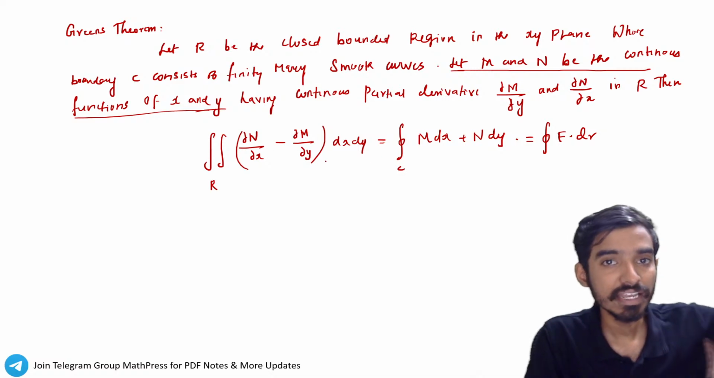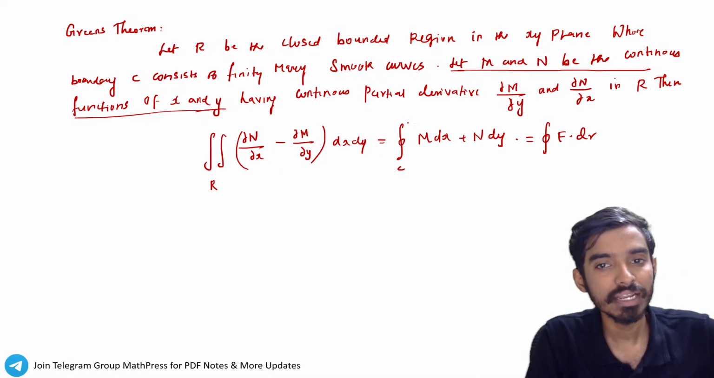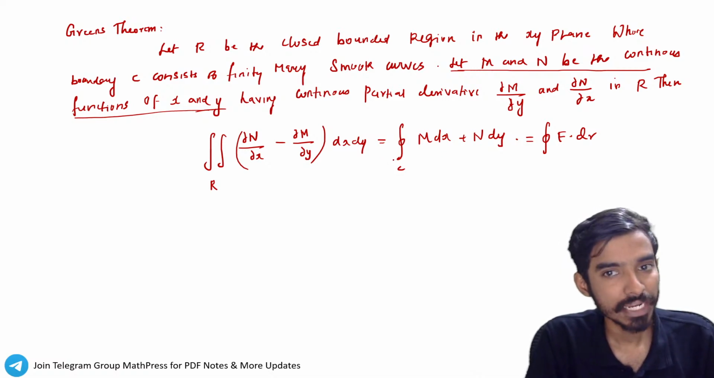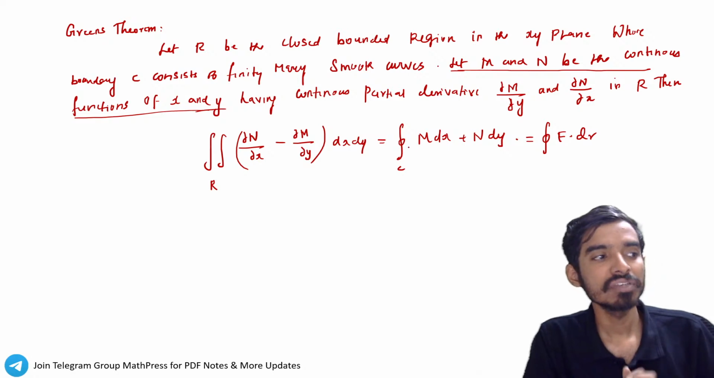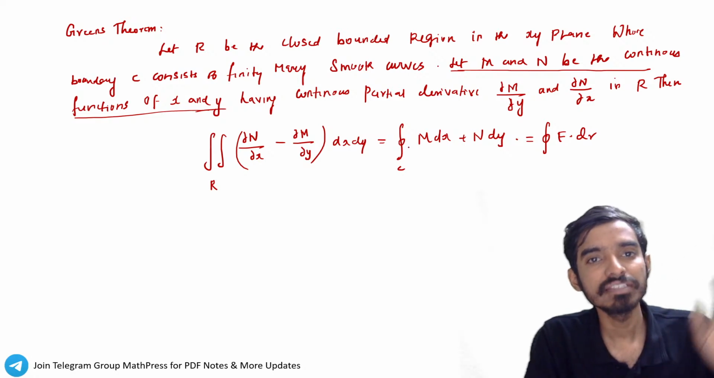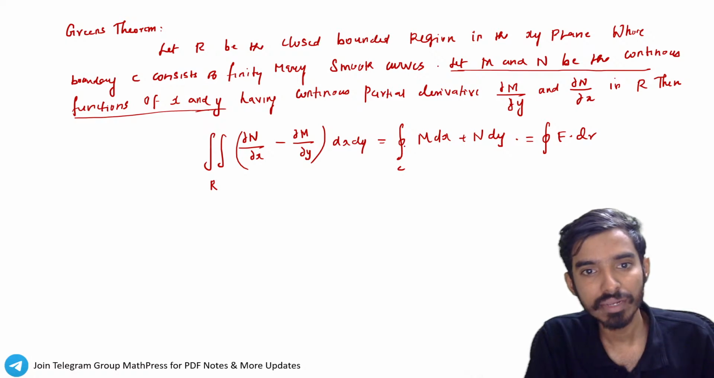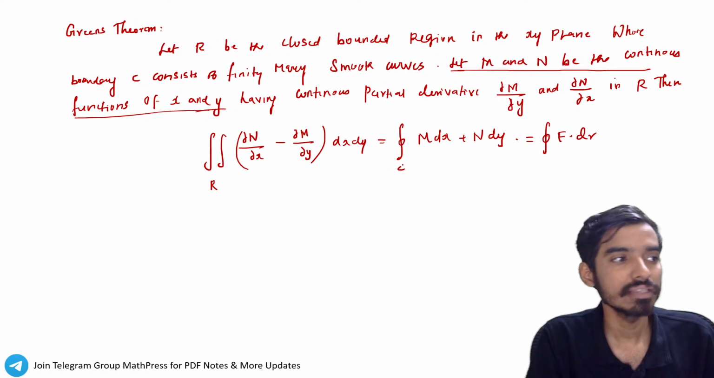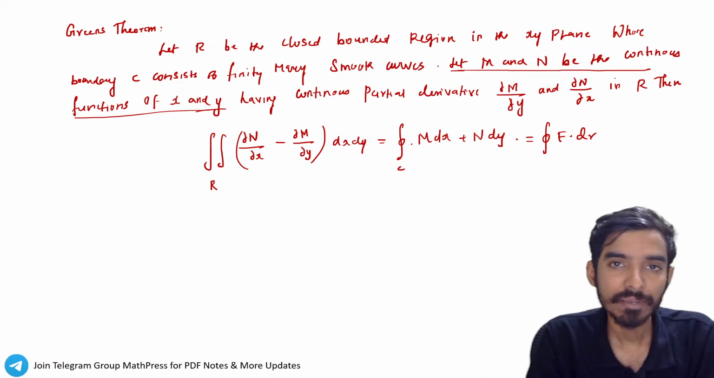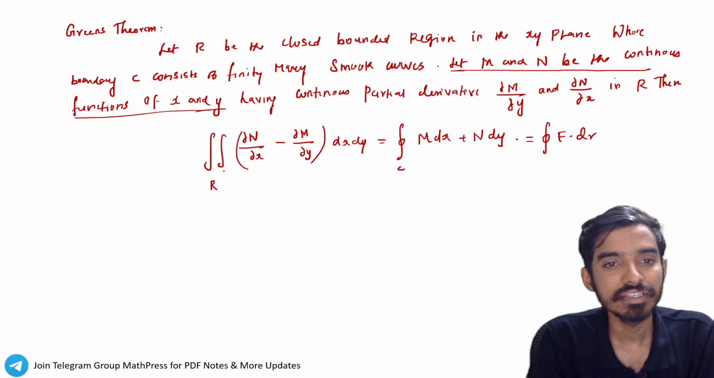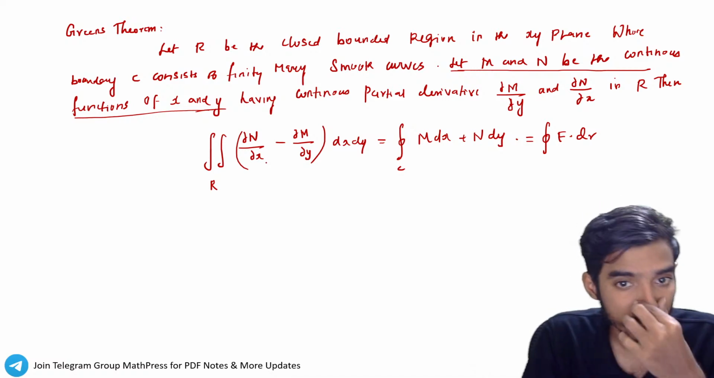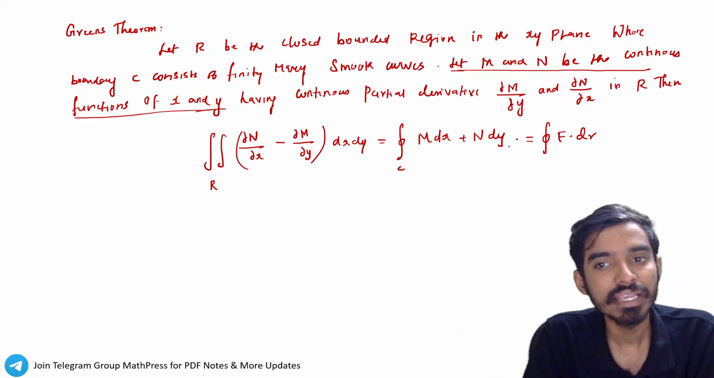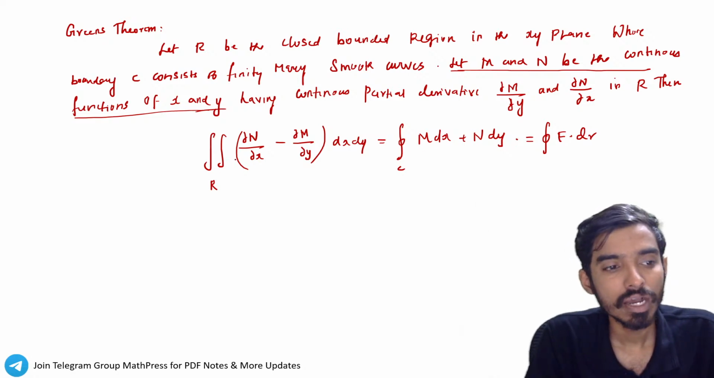You can see there is a relationship between this double integral and this line integral. You know how to evaluate this double integral, and you know how to evaluate line integral. The question will be like, verify Green's theorem. They will give a function, so you just have to find LHS, find RHS, and then prove that both are equal. So the double integral over R of dou N by dou x minus dou M by dou y dx dy is the same as the line integral of M dx plus N dy.